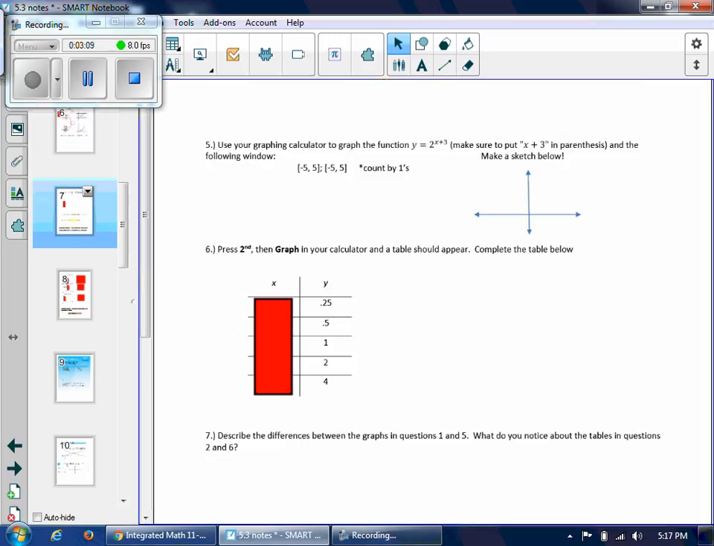Use your graphing calculator to graph the function y equals 2^(x+3). Take note of what this exponential function looks like compared to the other ones we just looked at. This is the official way to write a window. The first set of brackets is your x min and your x max, and then the second set of brackets is your y min and your y max. I believe the graph looks like this.